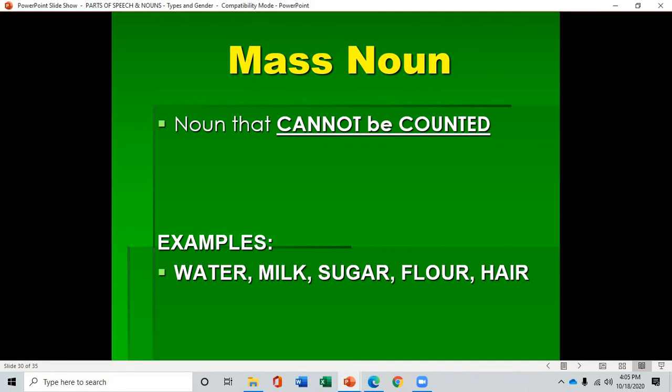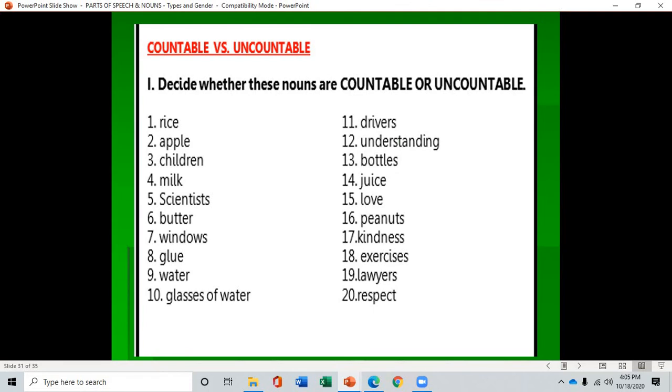For example, yung mga water, milk, sugar, flour, hair, we cannot count them, but we can use the weighing scale to give the corresponding weight. Like for example, milk, 6 liters of milk. Okay, sugar, 1/2 kilo of sugar. So ito yung hindi natin nakakount. Alright? Now, look at this. You can pause this activity and then you can use your notebook. Decide whether these nouns are countable or uncountable.